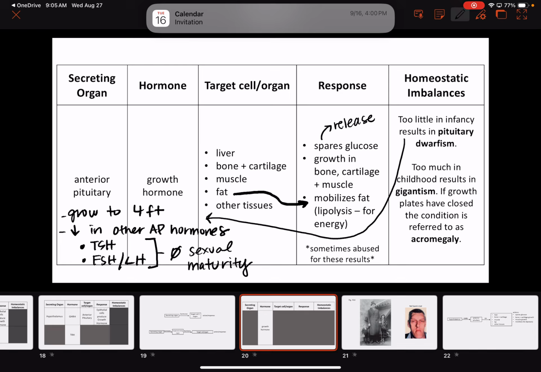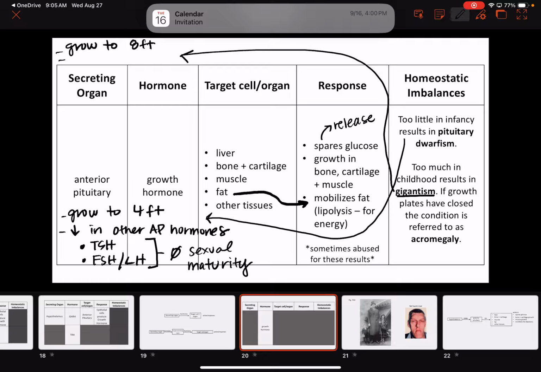So with pituitary dwarfism, this means that there was not enough growth hormone produced during infancy. They didn't have enough growth hormone to have enough development as they were in their younger years. On the flip side, when you have too much growth hormone produced during childhood, this results in something called gigantism. Okay? With gigantism, these people grow to like 8 feet tall, which is insane and very stressful on the body. So those with gigantism grow to about 8 feet tall on average.